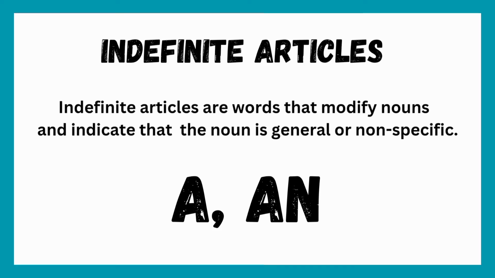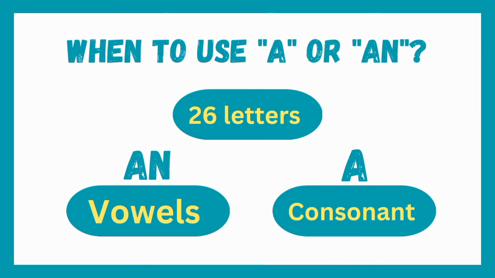Now moving towards the indefinite articles. Indefinite articles are words that modify nouns and indicate that the noun is general or non-specific. A and an comes in indefinite articles. Now the question is when to use a or an. There are 26 alphabets in English language. 5 are vowels and the remainings are consonants. We use an with vowels and use a with consonants.